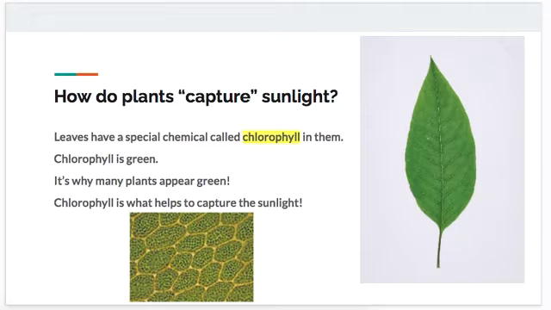So how do they capture the sunlight, right? The first thing that we were talking about was the carbon dioxide, so we just talked about that. Now let's talk about how they capture sunlight. Well, leaves have a special chemical in them, okay, called chlorophyll. Chlorophyll is green. That's why many plants, not all, but many, appear green. In fact, this picture at the bottom of the screen is what the cells of chlorophyll actually look like under a microscope. And you can see they're very green. That chemical is what helps the plants to capture the sunlight.